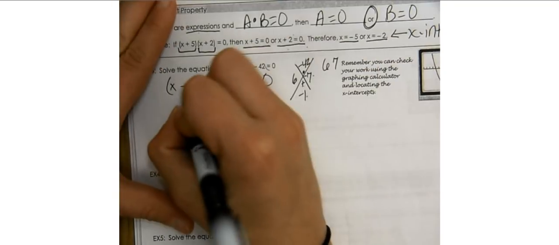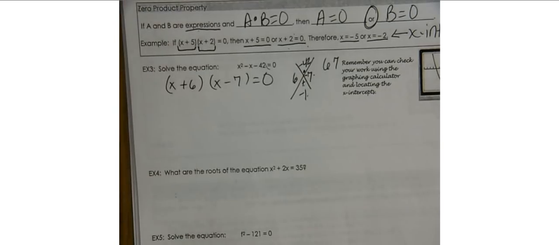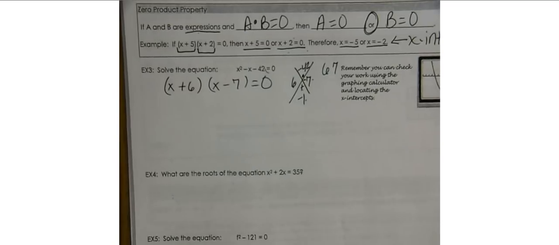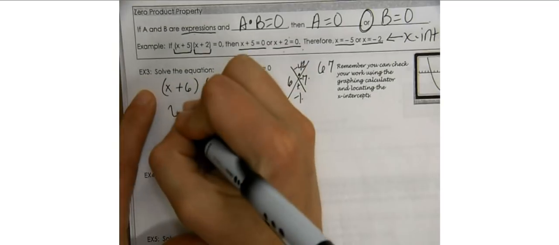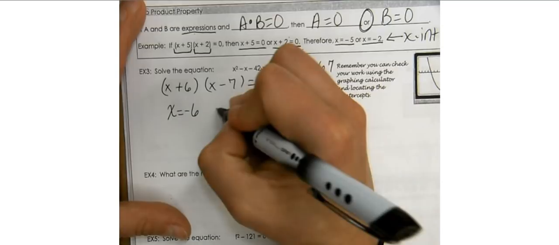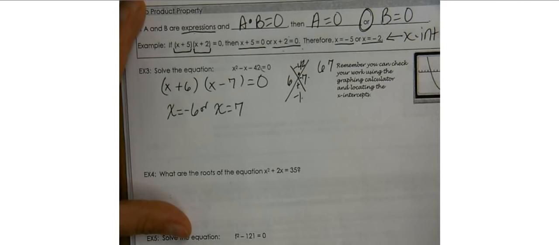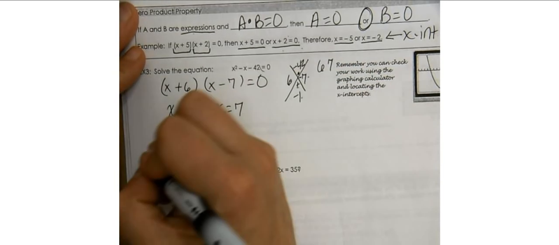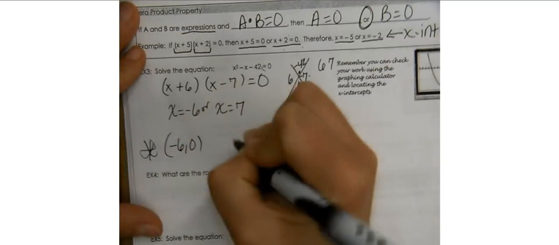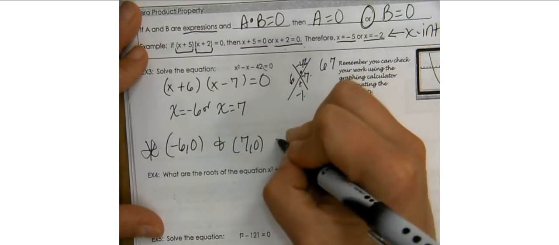So I'm going to have an x plus 6 and an x minus 7. The shortcut is to simply say, what's the opposite of a plus 6? A minus 6, so x equals negative 6. And what's the opposite of a minus 7? A positive 7. So x equals negative 6 or x equals positive 7 are our answers. And so therefore, our x-intercepts are going to be negative 6, 0 and 7, 0. These are our x-intercepts.